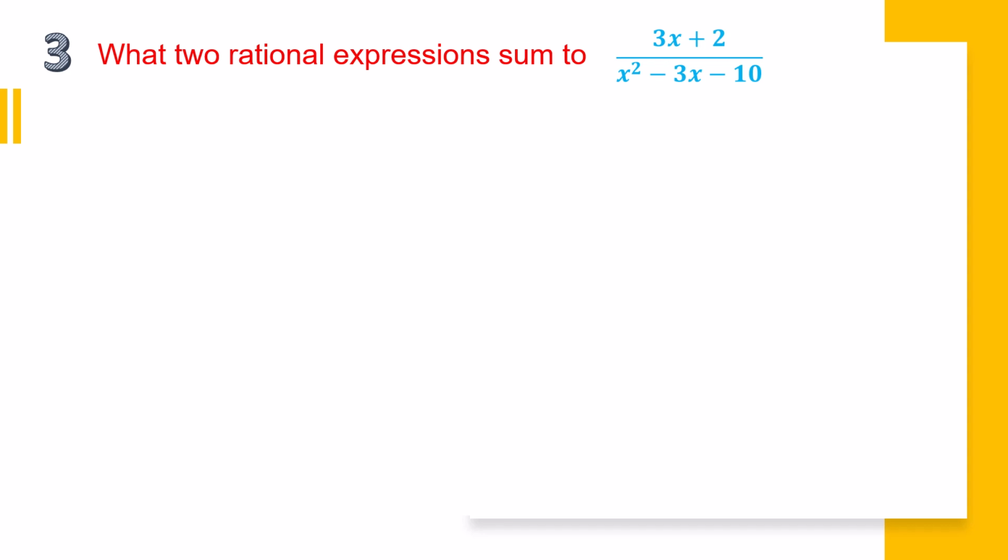But let me go through the steps. Where would we start? We're going to factor both the numerator and the denominator. Look at the numerator first. There's nothing to factor, so we're just going to write that as 3x plus 2. Now let's look at the denominator.